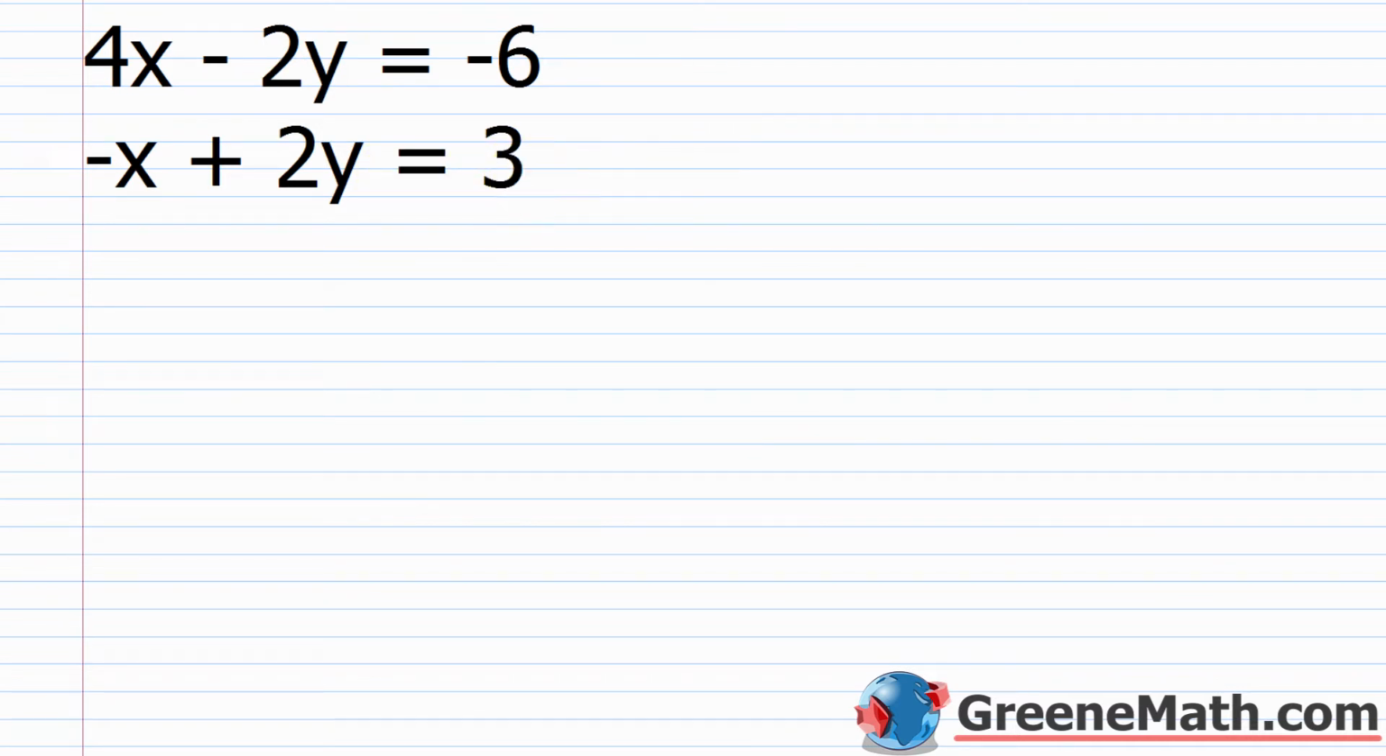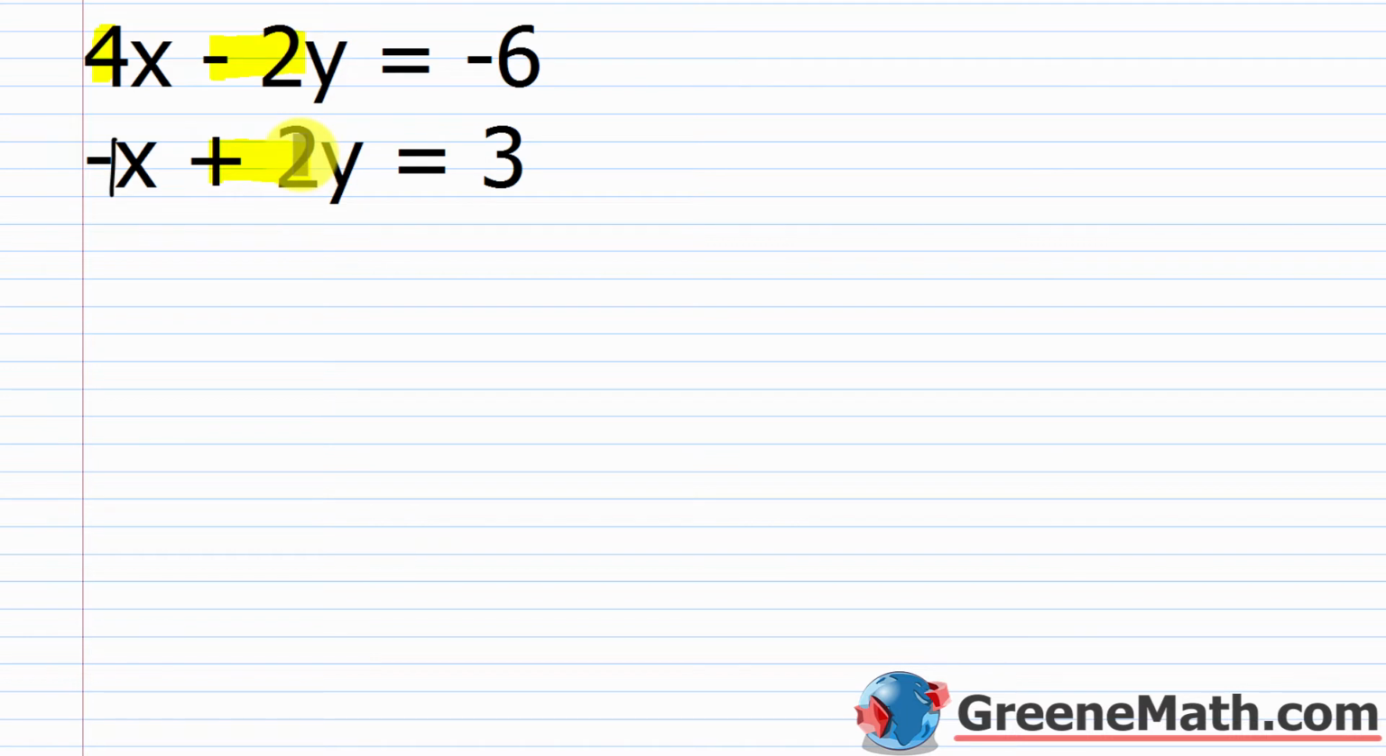Now right away, if you look at things, I have a coefficient of 4 here and a coefficient of -1 here. So those aren't opposites. 4 and -1 are not opposites. I have a coefficient of -2 here and a coefficient of +2 here.